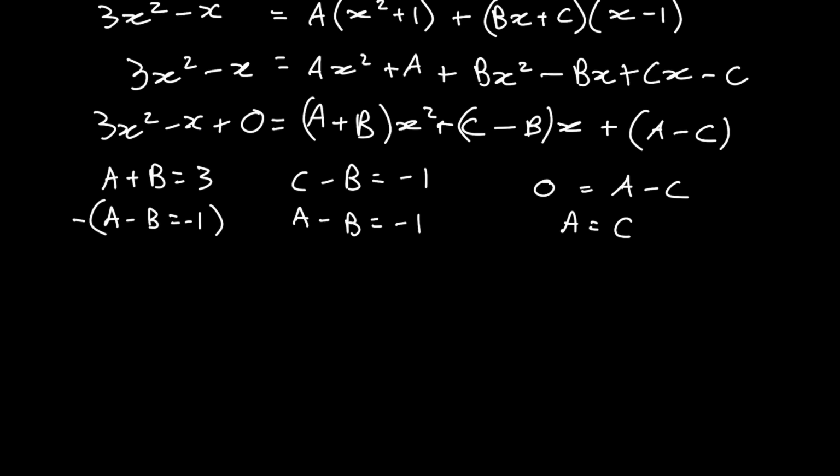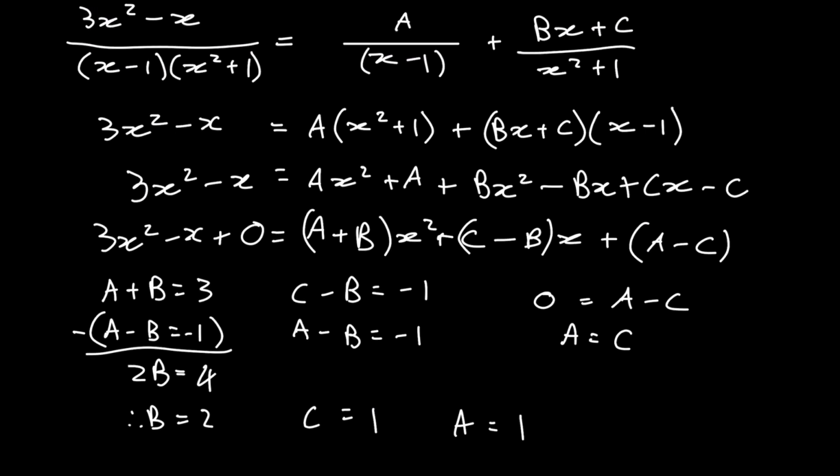If I subtract those two, then my A's will disappear, because A − A is 0. Then we'll have positive B + B, which is 2B, and then we'll have 3 + 1, because negative times negative 1 is positive 1. So it's 3 + 1, which is 4. Therefore, our B must equal 2. And if B is equal to 2, then it's clear to see that C must equal 1. And if C is equal to A, then A is also equal to 1.